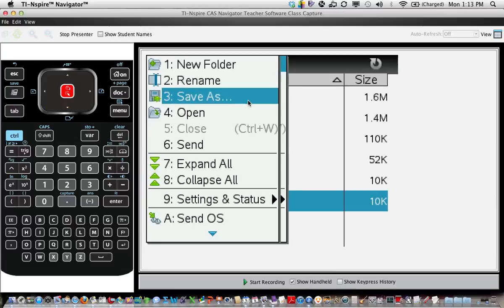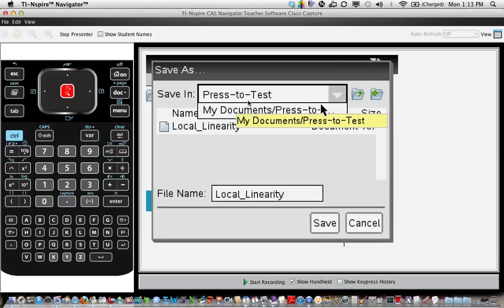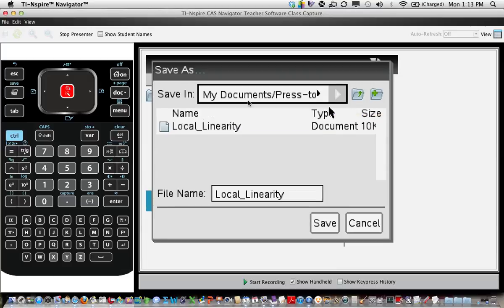Could have just resent it, probably would have been faster. Save As. Okay, right here. And it says Save in Press to Test. We want to save that into our period 3. Go ahead and choose that. Wait, that's the only option that pulls down? Oh, wait, right here. Go up. Hit the little folder with the up arrow, right here to the right. Click that. That'll move us up one level.